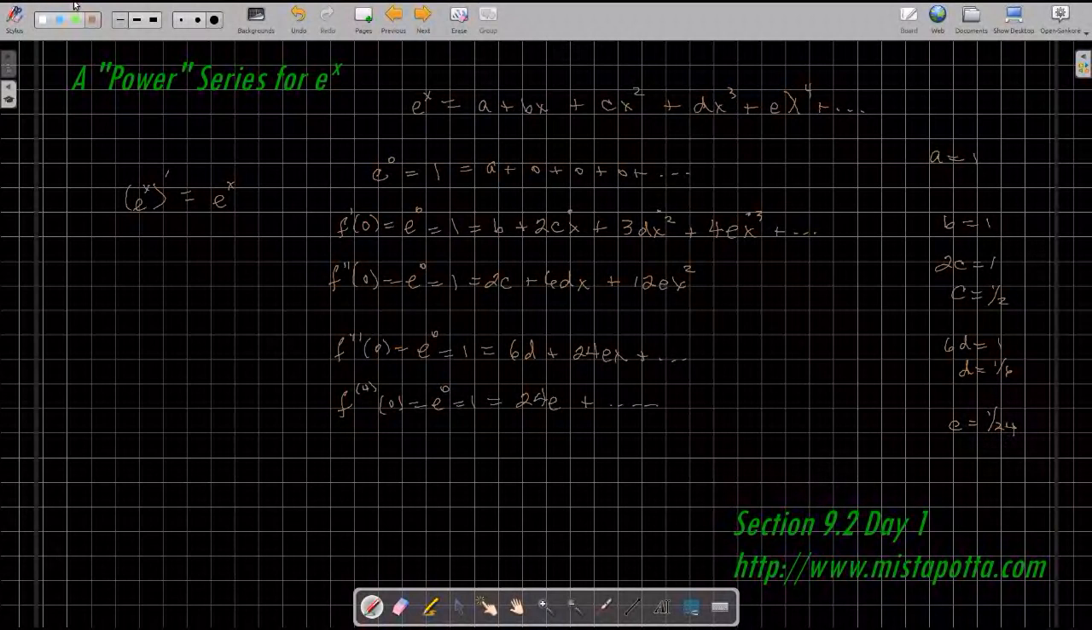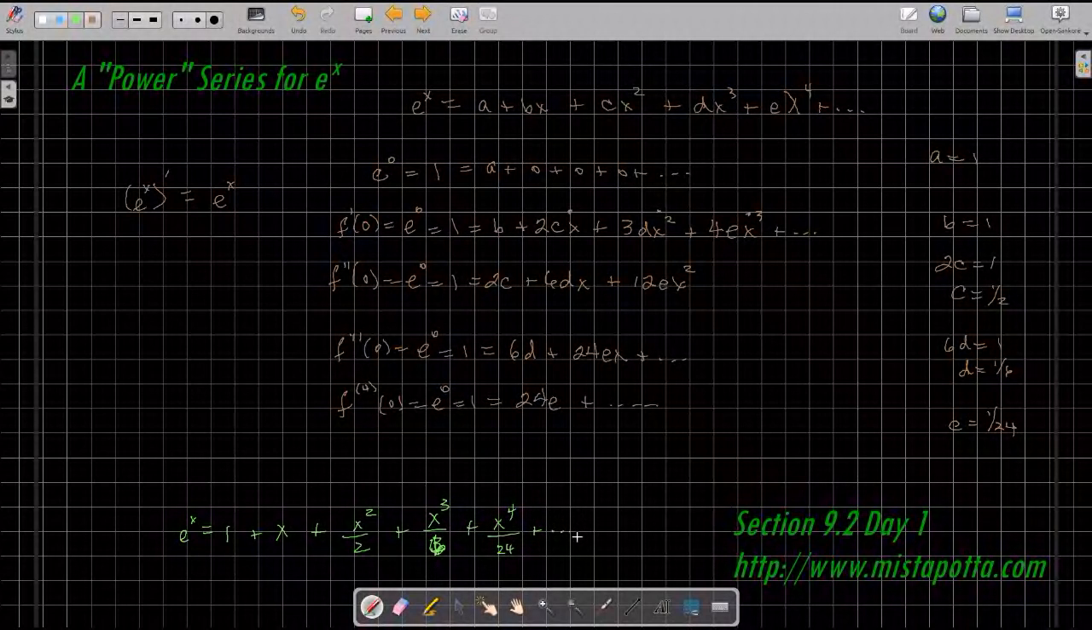And so what I end up with is a power series for the e to the x function. E to the x ends up being 1 plus x plus x squared over 2 plus x cubed over 6, excuse me, 6, plus x to the 4th over 24, plus, and so forth.